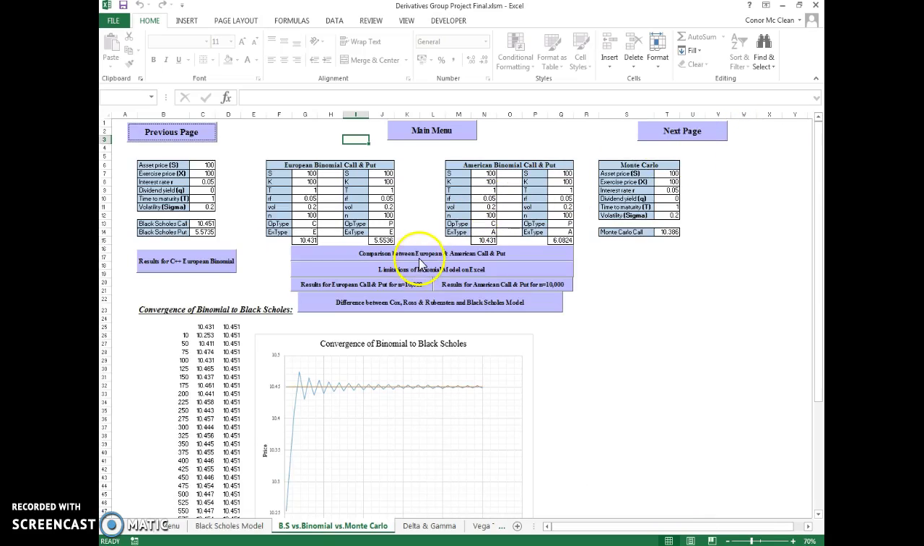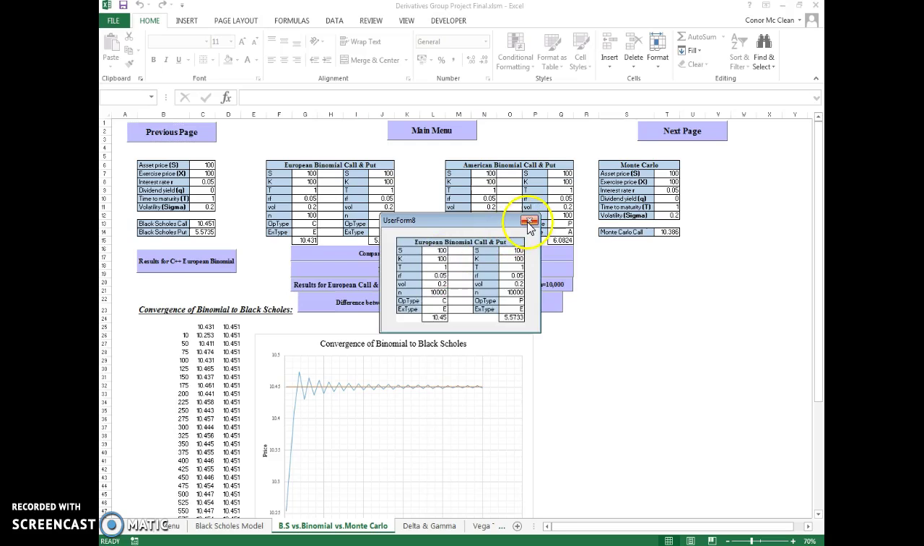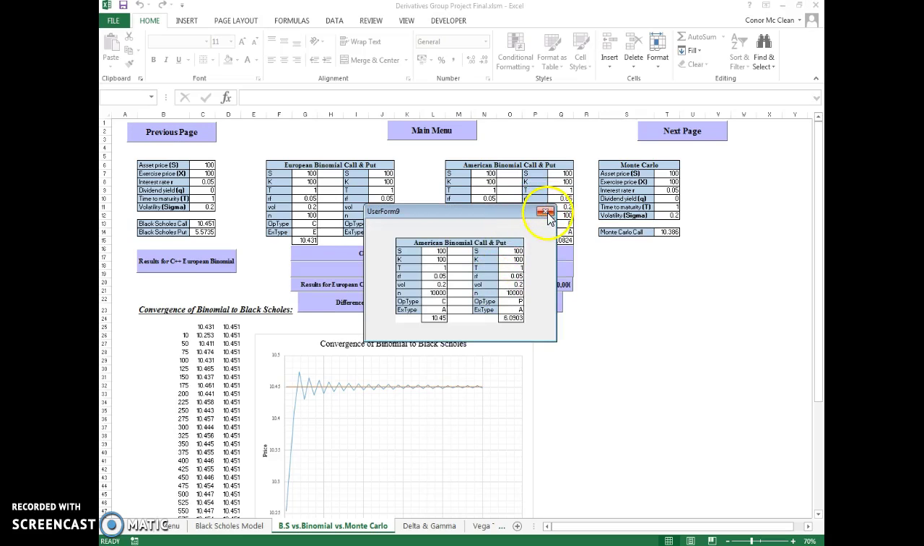Now, the next step was to recalculate the time value of the option using the binomial approach. However, this was extremely computationally intensive, so the maximum number of steps that we were able to use was 10,000, and the results are illustrated here for the European options and here for the American options.